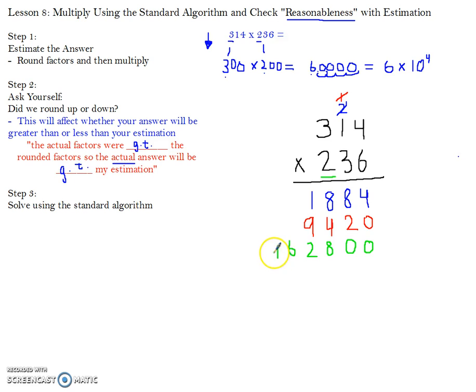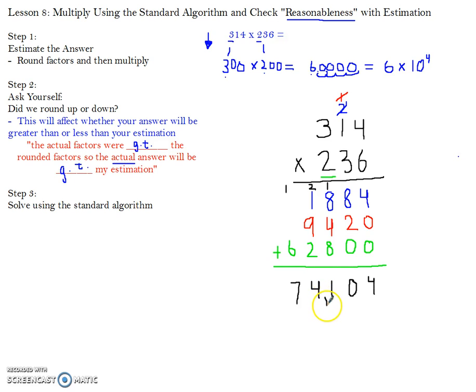Once I've multiplied my bottom number by all 3 digits on the top number, I'm going to add all of these columns together. 4 plus 0 is 4. 8 plus 2 is 10, plus 0 is still 10, so I leave the 0 of my 10 and I carry the 1. 1 plus 8 is 9, plus 4 is 13, plus 8 is 21, and I carry the 2. 2 plus 1 is 3, plus 9 is 12, plus 2 is 14, so I leave the 4 and carry the 1, and 1 plus 6 is 7.